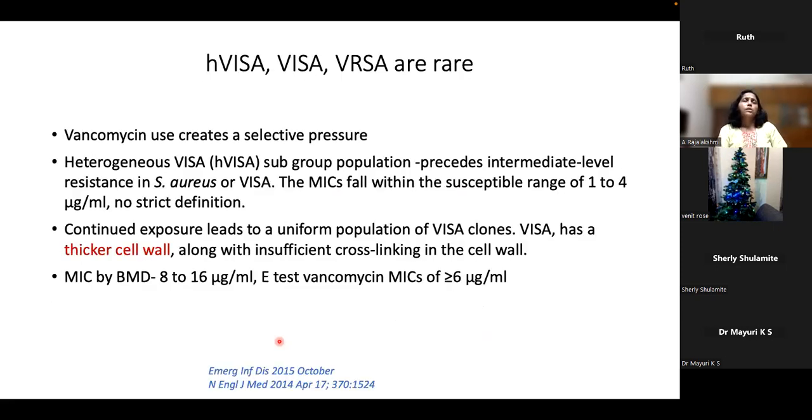Coming to vancomycin resistance in Staph aureus, they are classified into hVISA, that is heterogeneous vancomycin intermediate susceptible Staph aureus, and VISA, and vancomycin resistant Staph aureus. These are rare and these usually develop due to selective pressure on prolonged use, and if the MIC is towards the high cutoff, that is towards 2. Continued exposure leaves a uniform population of VISA clones, and VISA has a thicker cell wall along with insufficient cross-linking in the cell wall. The MIC usually creeps between 8 and 16.